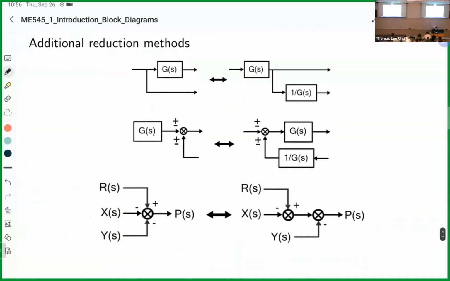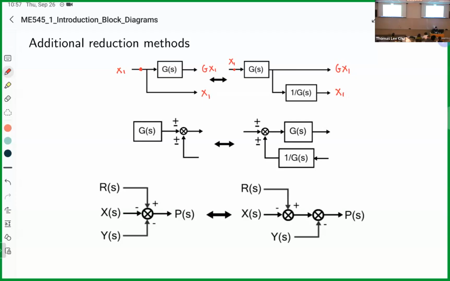Okay. Additional reduction methods here. So these are just some tricks that you can do. So then in red, I'm going to show you my method. Let's call the signal here the input x1. Then this output is going to be G times x1, and this output is just going to be x1 because it's a pickoff point. And if you look right here, x1 is going to be multiplied by G, and we get G times x1. And then we get G times x1 multiplied by 1 over G. Then we just get x1 here. So these two are equivalent.